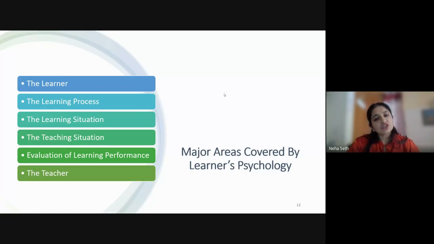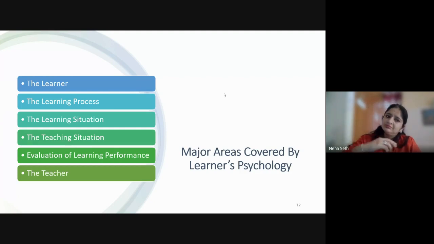Then evaluation of learning performance. As I said, ultimately we have to evaluate, and subjective assessment is no longer appreciated. Now we are into the process of formative assessment, which leads to the development of the learner. A regular assessment, a regular evaluation is required so that we can guide and counsel our students from time to time. And of course, the teacher.